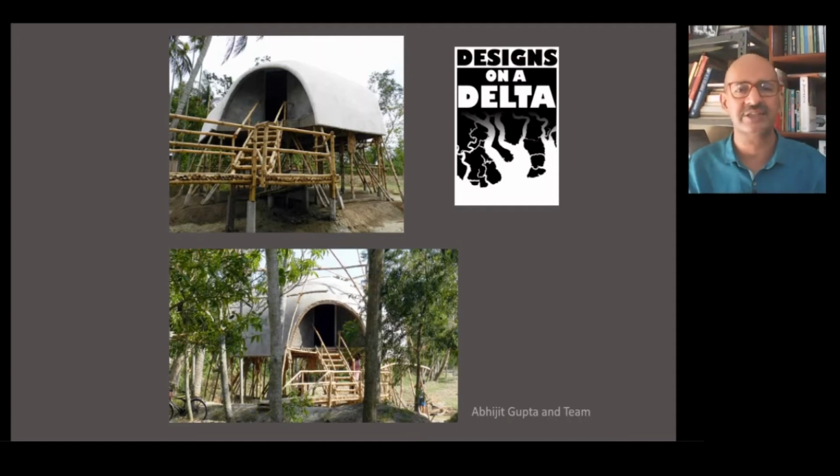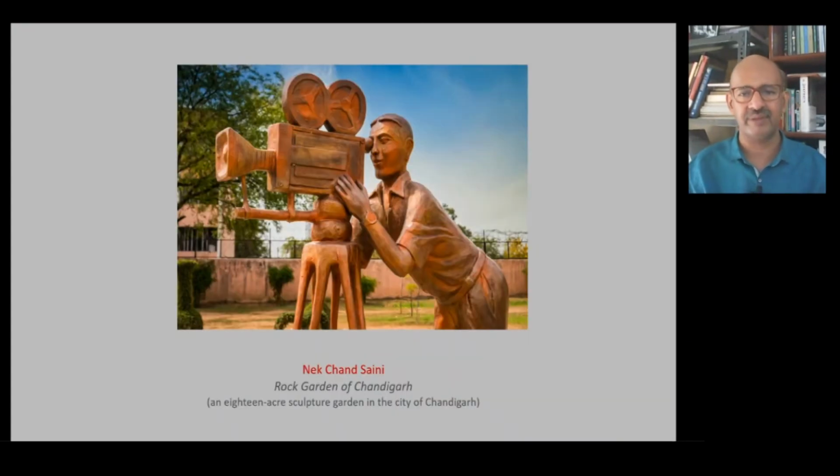So the young artists from the 1990s onwards always have this in mind, that any kind of art practice is at the end of the day pointless unless we also try to engage the people, the viewers, and increase the viewership also. So this particular sculpture from the Rock Garden of Chandigarh is also a great pointer.